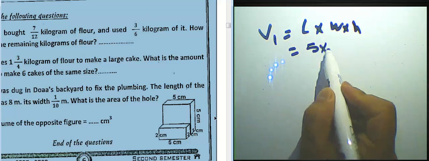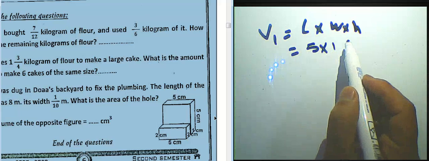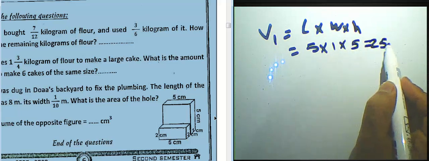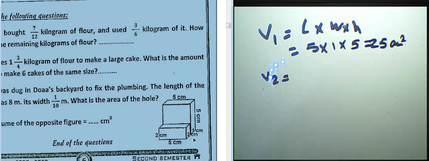5 multiplied by 1 multiplied by 5. The result will be 25 square centimeter. It's volume 1. And volume 2, we have here 5 and 2. Length and width and height was 1 centimeter, or 2. It's 2. Yeah, 2. Okay, 5 times 2 times 2.